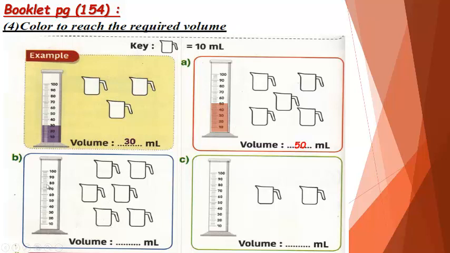How many cups do we have in question B? Let's count together. 1, 2, 3, 4, 5, and 6. So it's 60 milliliter. I'm going to shade here till 60. The last one, I have just 2. So it's just 20 milliliters. Each one equals 10. So I have 20. Here I'm going to color till 20.